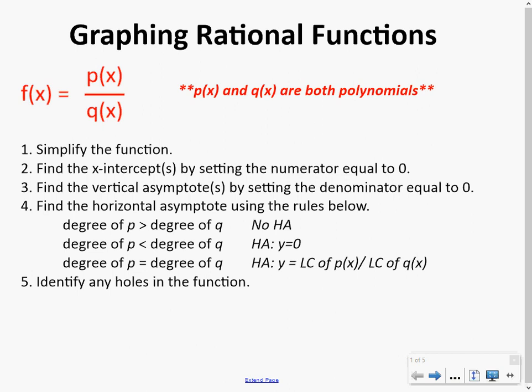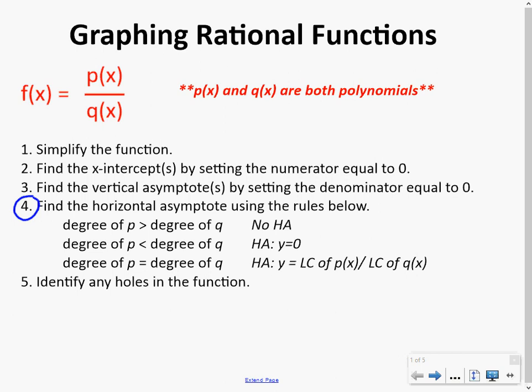Hi everybody. This video is going to talk about graphing rational functions. So I want you to pause right now and copy down the steps that you see here, and pay close attention to number 4 when we're talking about rules for horizontal asymptotes. Okay, now that you've got it all copied down, let's run through it really quick and then we're going to look at 2 examples here.